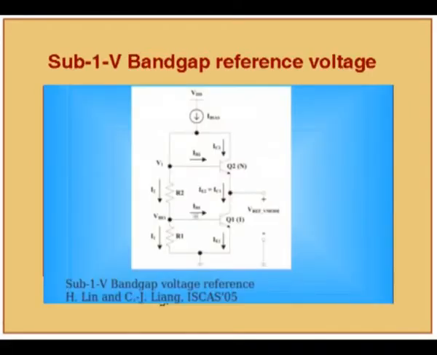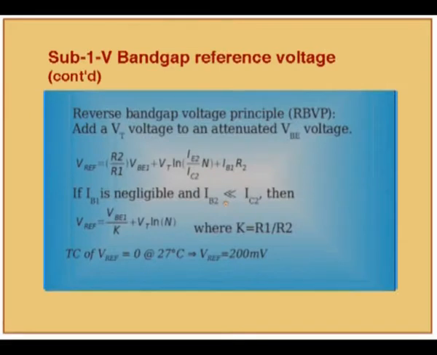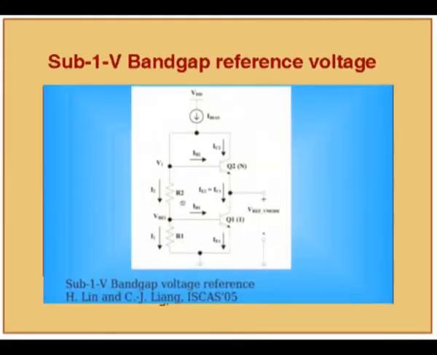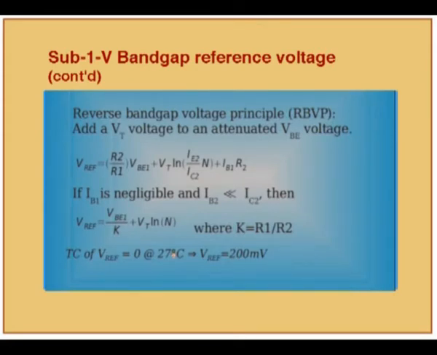For the sake of simplicity, first you neglect the effect of IB. Suppose IB is 0. Then these two currents will be same, these currents will be same, and then you will get this simple relation. I mean, automatically it will come. And K is ratio of R1 upon R2. Now again, by keeping temperature coefficient equal to 0 at 27, you will get the value of 200 millivolt. This relation again will depend on how these two parameters are changing with temperature. The same analysis is valid for 1.25 volt and is given in all textbooks.